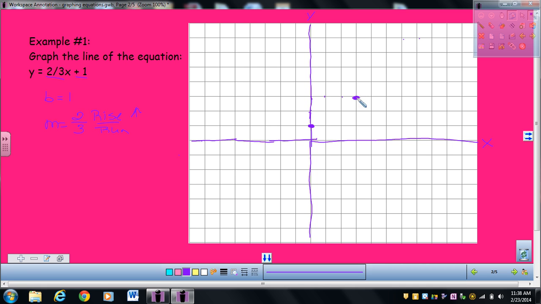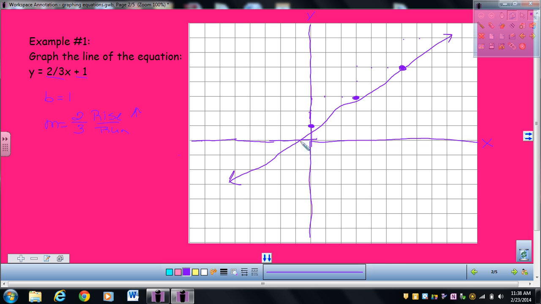And if my graph paper allows, I can do another point just so I can have several points to connect the dots and make it prettier. So I can do the same thing. I can rise 2, 1, 2, and I can run 3, 1, 2, 3. And I can go ahead and connect those dots. My lines are awful on this program, sorry.